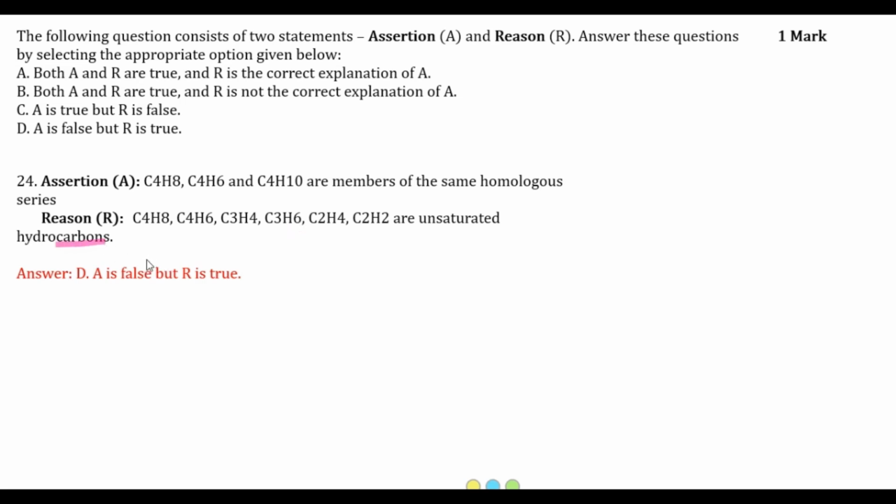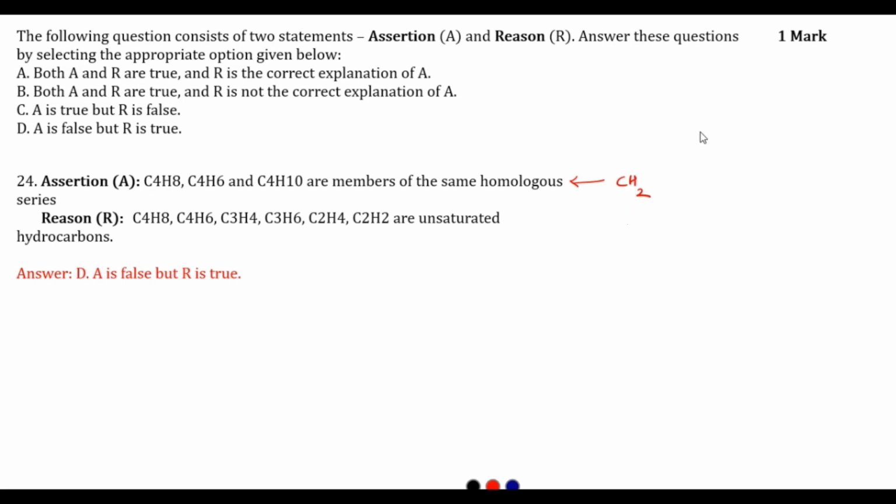So here now we have to first check whether these both are true or not, and then we have to see whether they are related or not, meaning whether the reason is the correct explanation of the assertion or not. So what is a homologous series? Homologous series means the series in which all the compounds have a difference of CH2 group. The successive members of a homologous series should have the difference of CH2. That is the main explanation of homologous series.